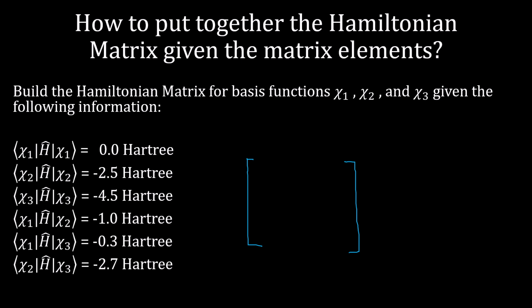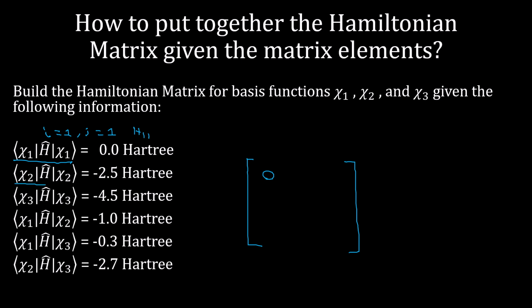Now let's look at the first piece. We're given chi1 Hamiltonian chi1. So in this case, i is equal to 1 and j is equal to 1. Therefore, this is representative of the H11 element, or our top left element. I'm not going to write it with the decimals or the units right now, so I'm just going to put a 0.